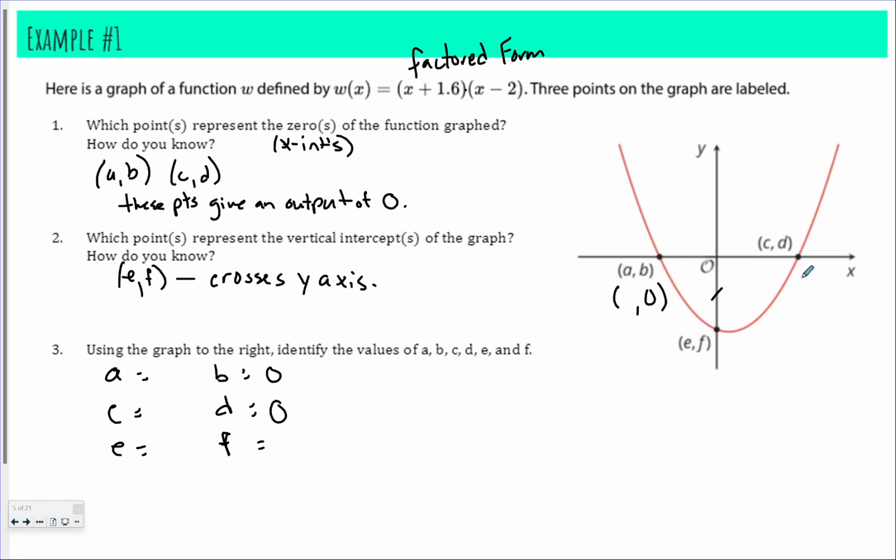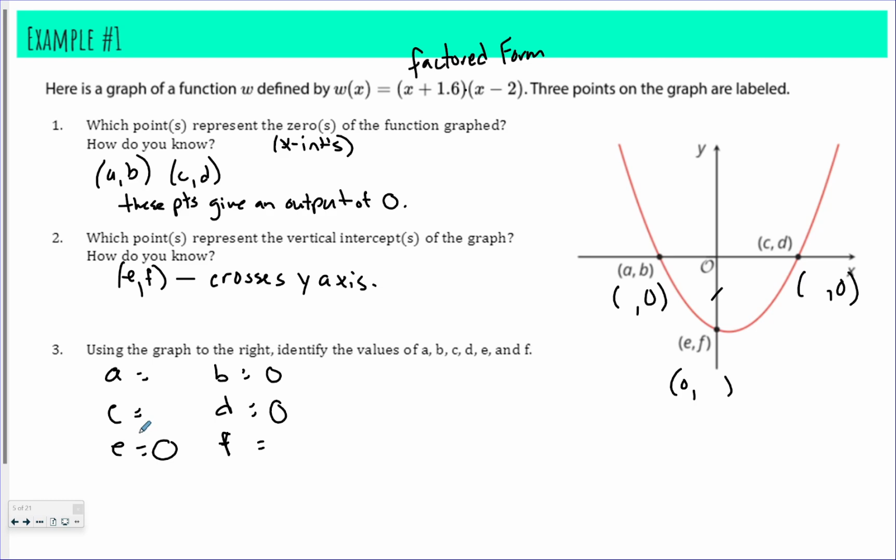And then here, this one also be something, comma 0. What about this point? Because it's on the y-axis, the input, or the value of x, is going to be 0. So now we know that E is also equal to 0 as well.